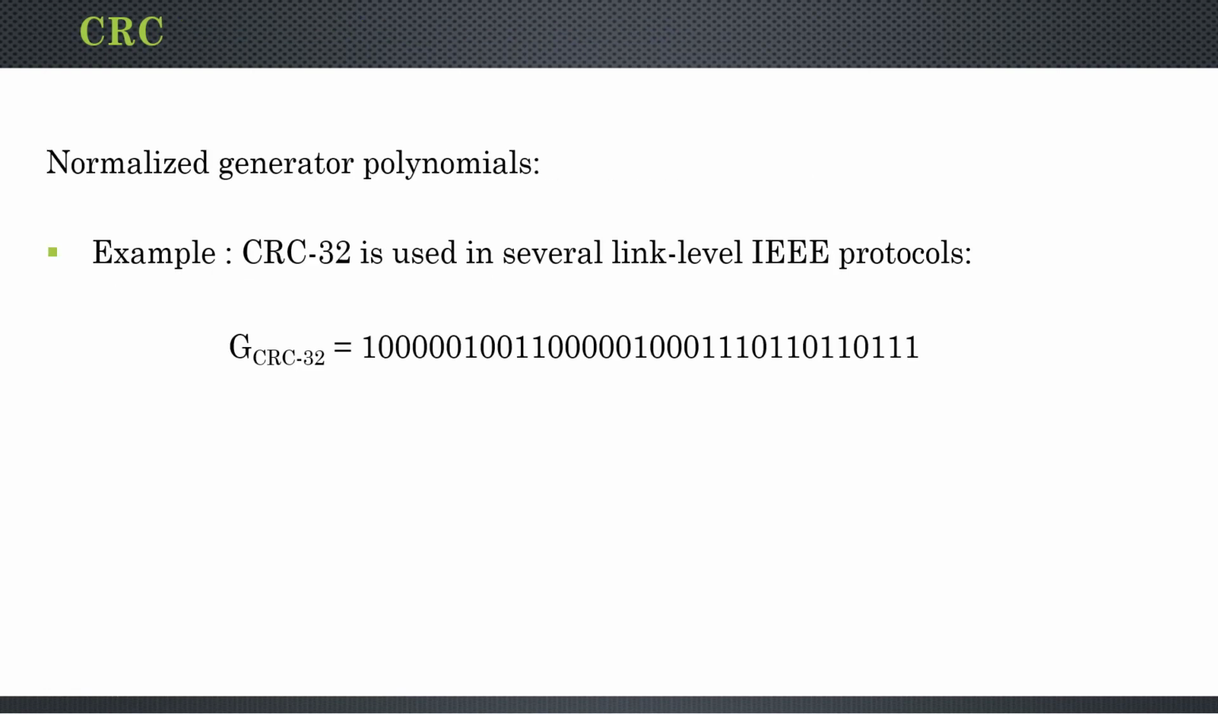Finally, we can say that many international standards have been defined for different generators or divisors. We have 8, 12, 16 and 32-bit generators in the standards. For example, we have the CRC32, which has been adopted in a number of link-level IEEE protocols and uses a generator of 32 bits. And this is the value of the CRC32. The CRC can detect burst errors fewer than 32 bits, which gives very good results.